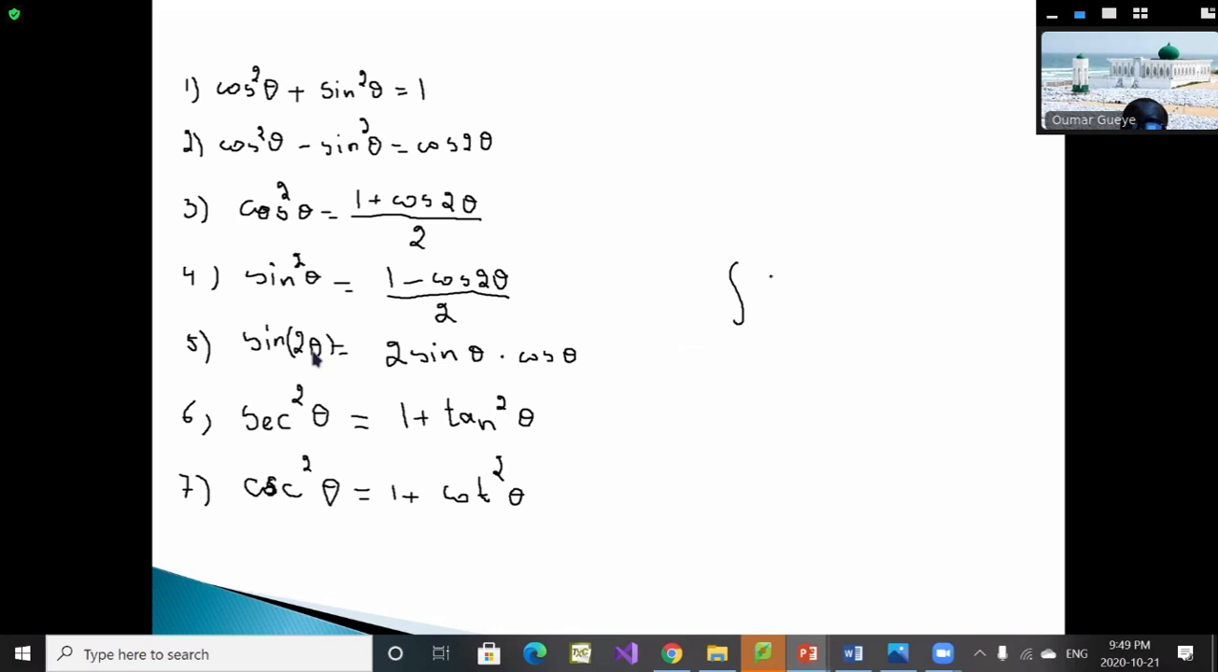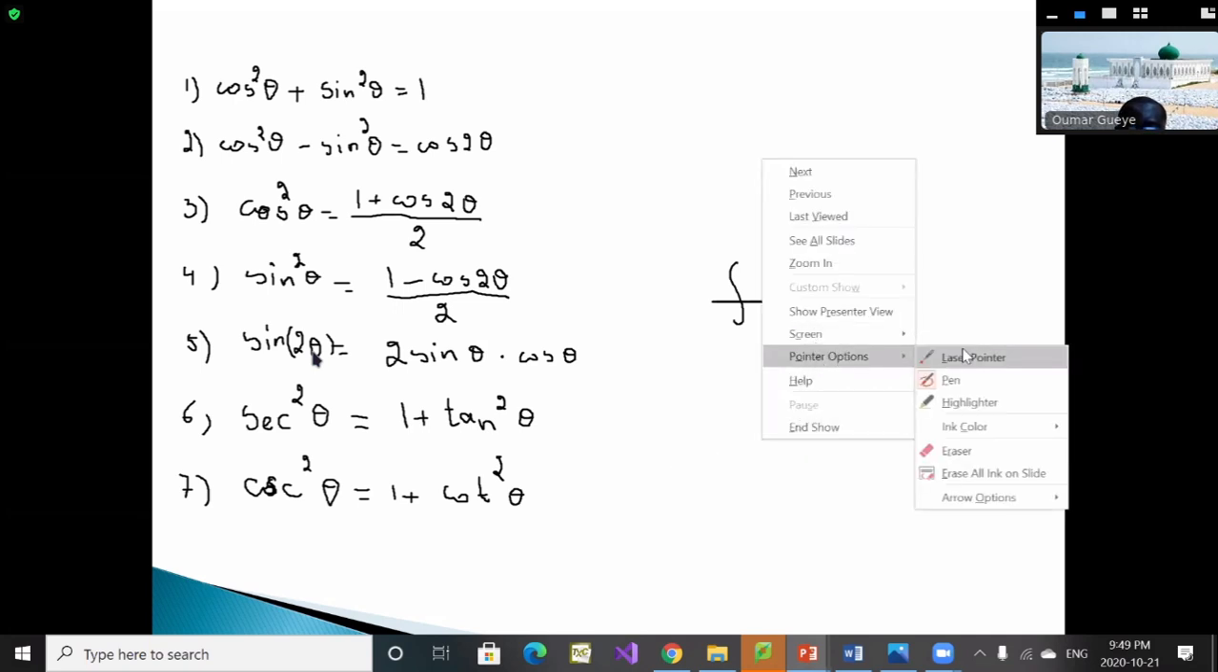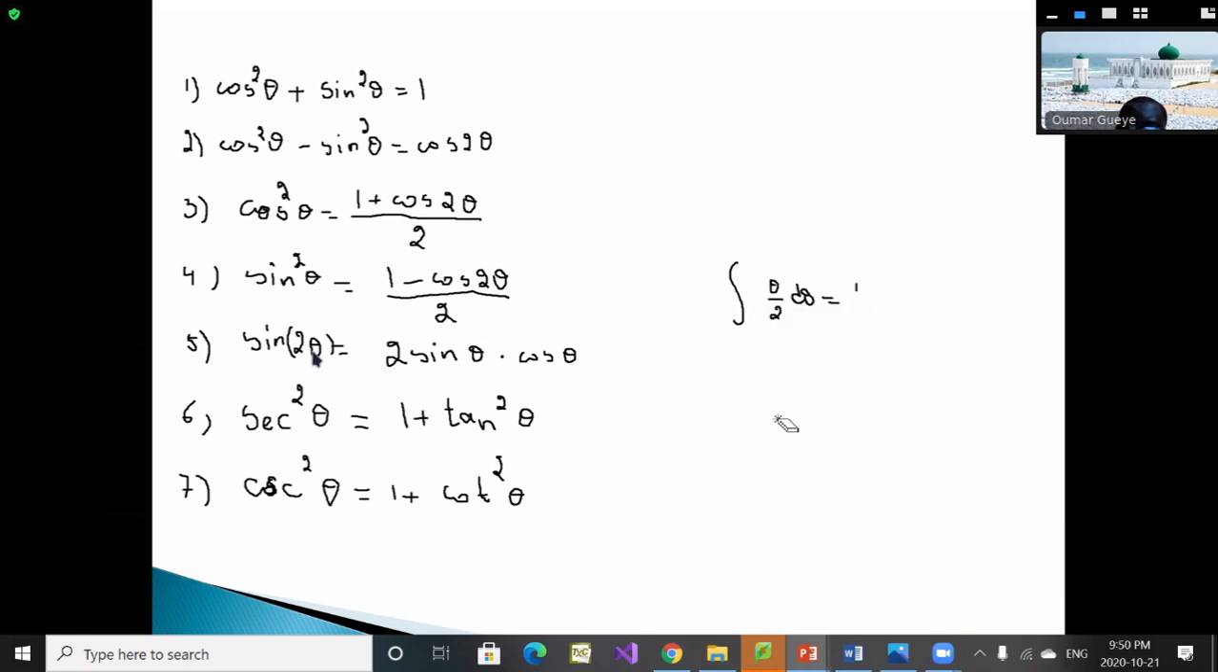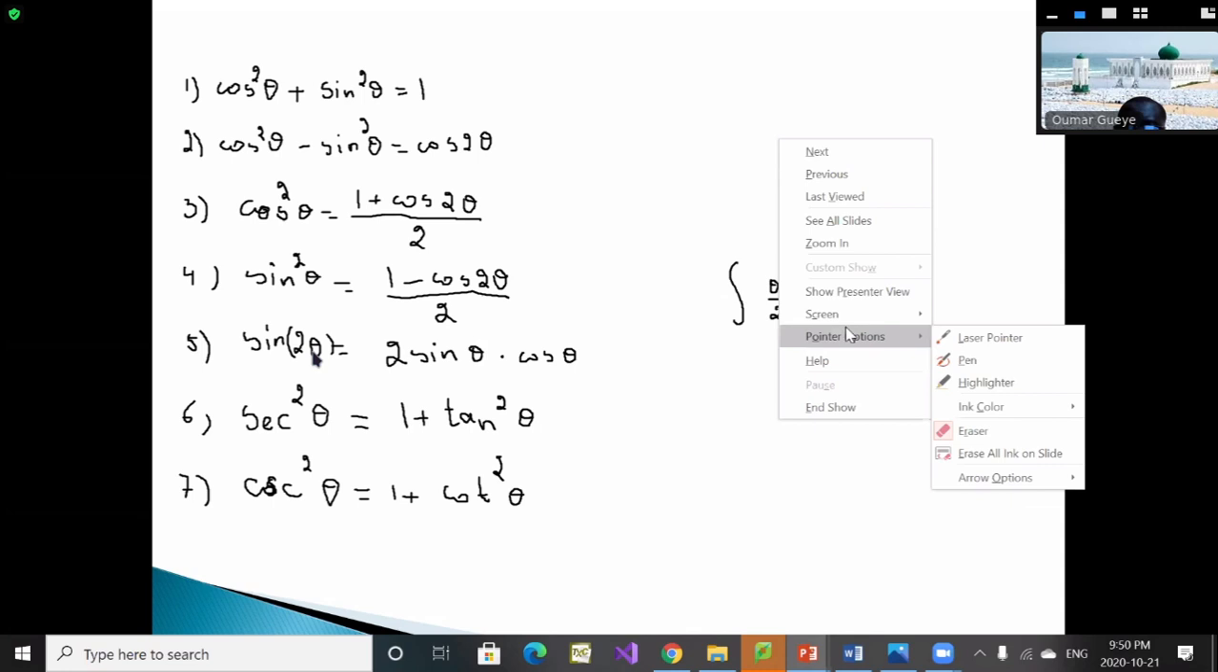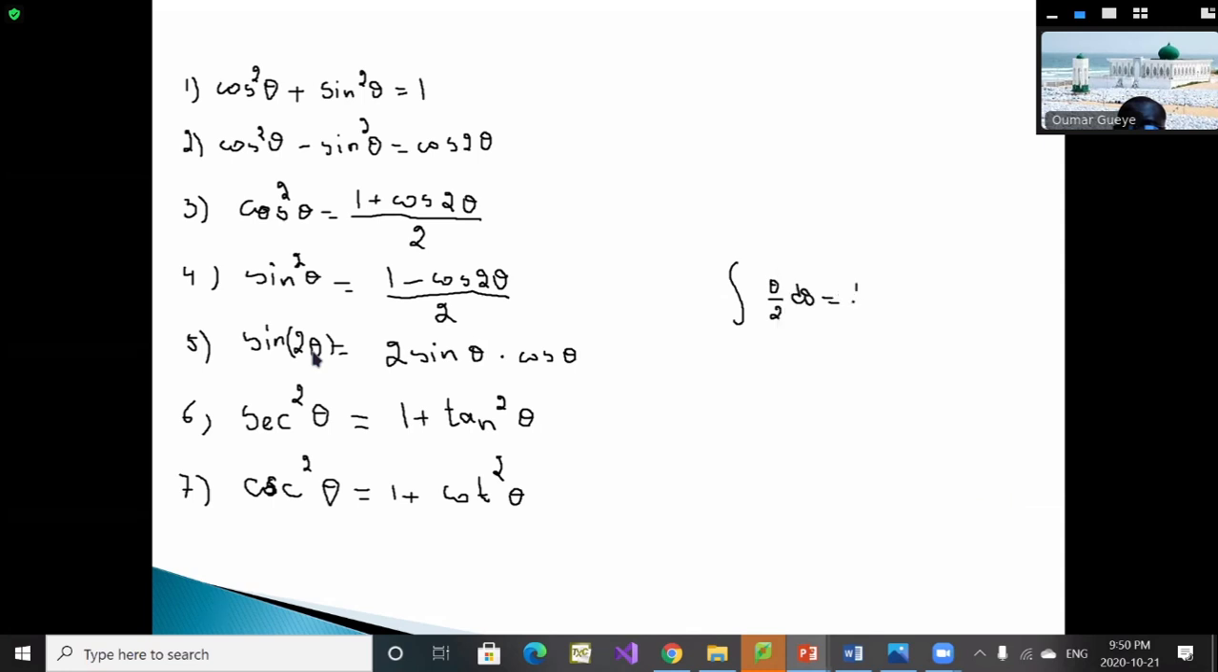So when you have, let's say, theta over 2 to integrate, you cannot say you're going to integrate the denominator, okay? Because this is just equal to 1/2 times the integral of theta.